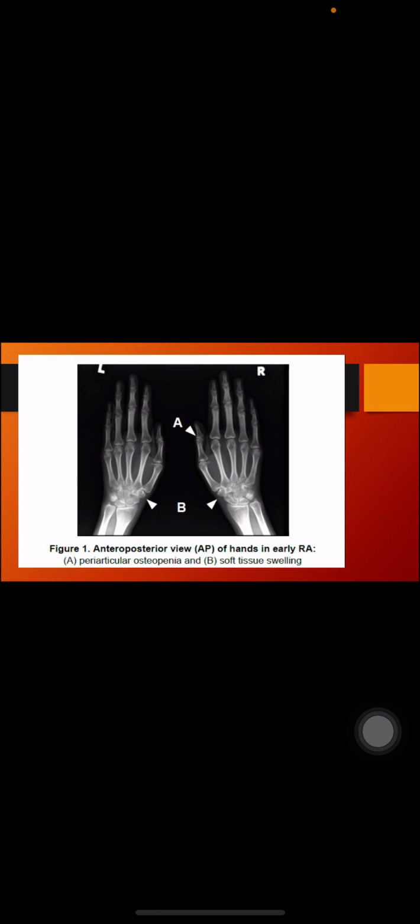These are the examples. What do you see in an x-ray? You can see an AP view of a hand of early RA: periarticular osteopenia and soft tissue swelling. Like what is mentioned, A is the periarticular osteopenia and B is the soft tissue swelling.